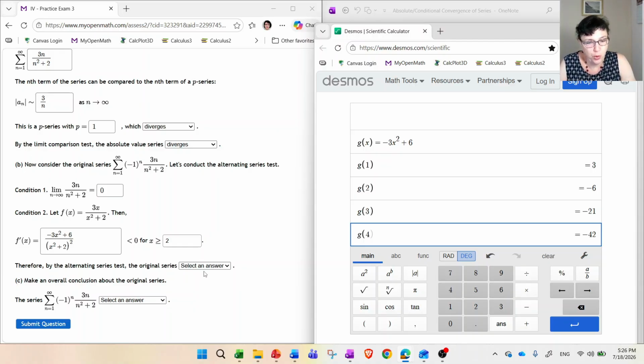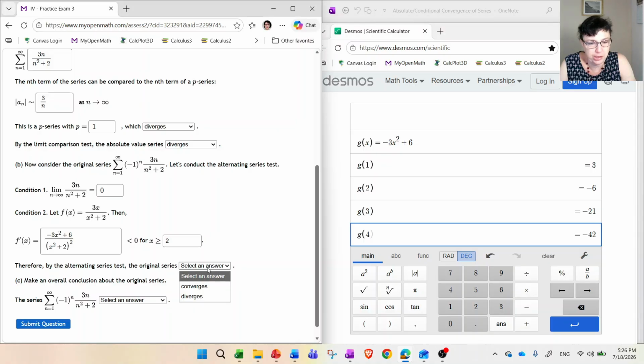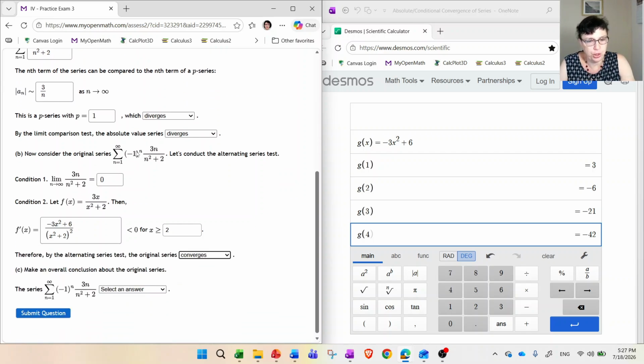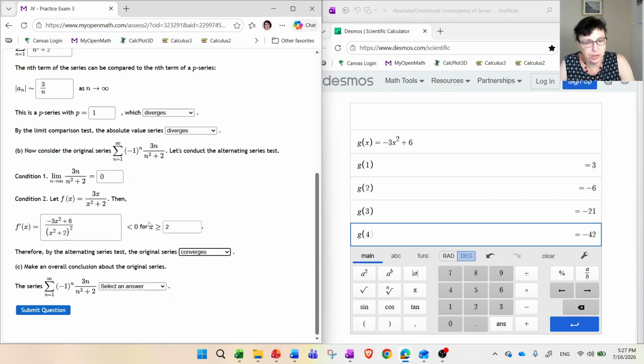So we just showed that by alternating series test, the series converges. So what does that mean? The absolute value series was divergent, but the original series was convergent. That tells you that the series converges conditionally.